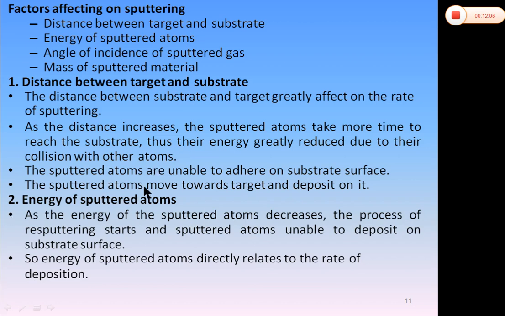Energy of sputtered atoms. As the energy of sputtered atoms decreases, the process of resputtering starts and sputtered atoms are unable to deposit on the substrate surface. So the energy of sputtered atoms directly relates to the rate of deposition.